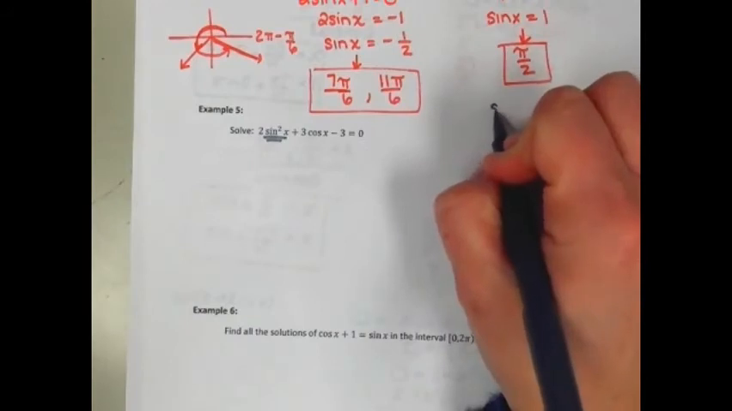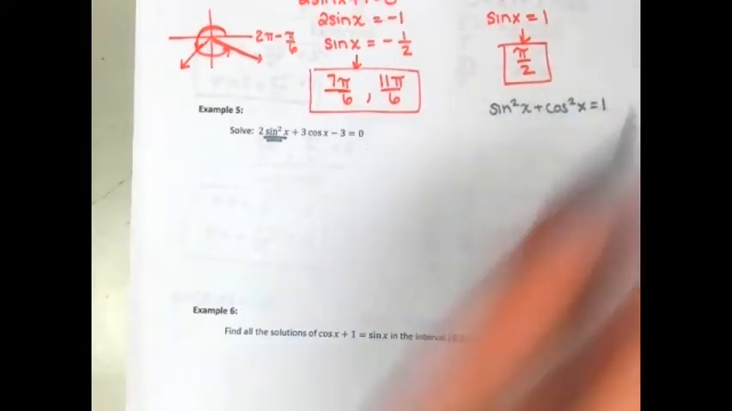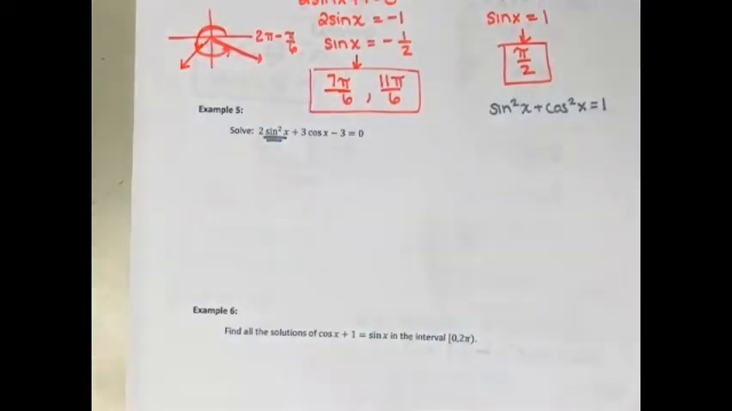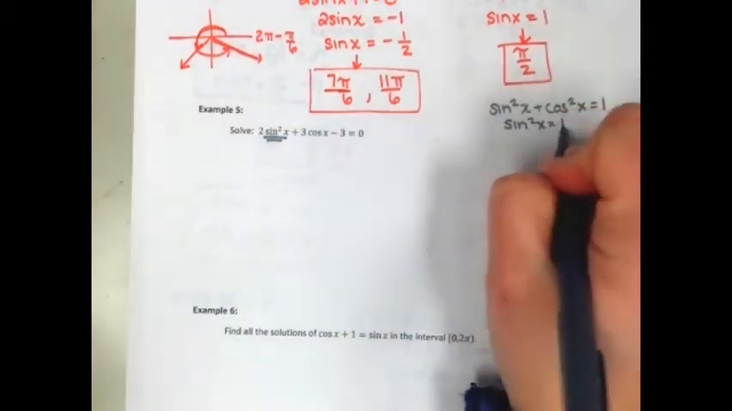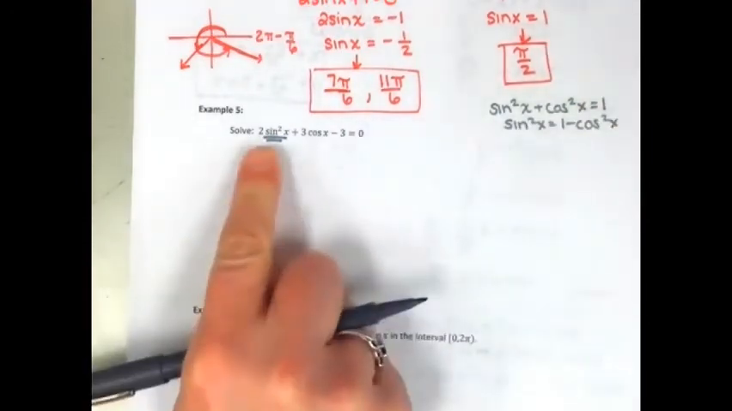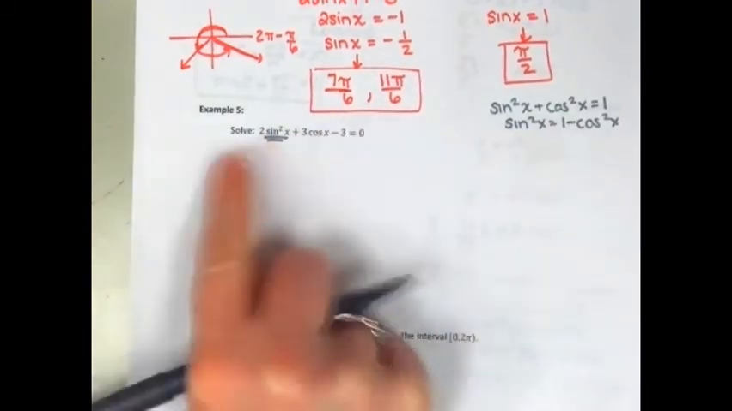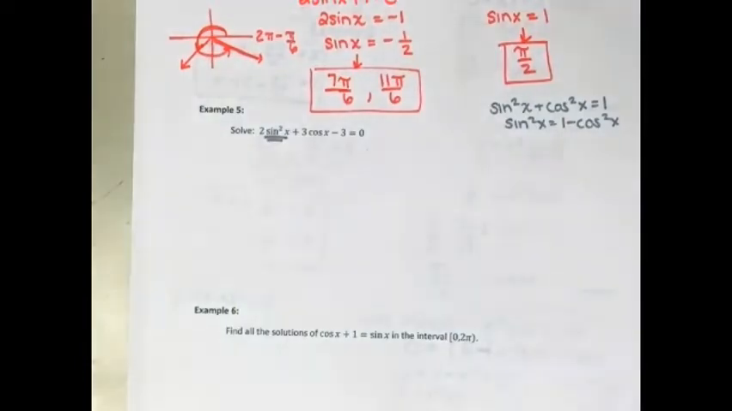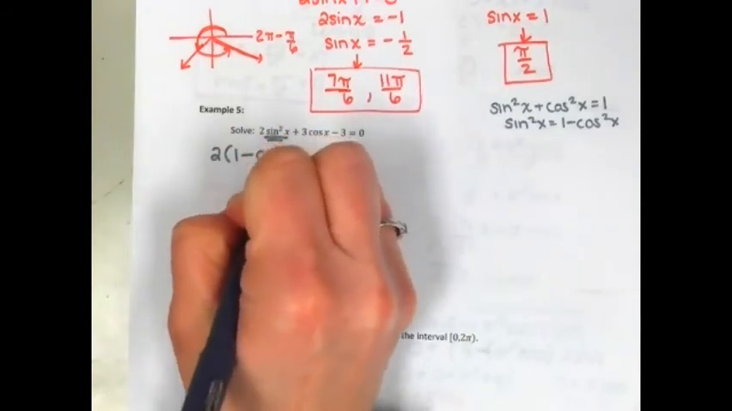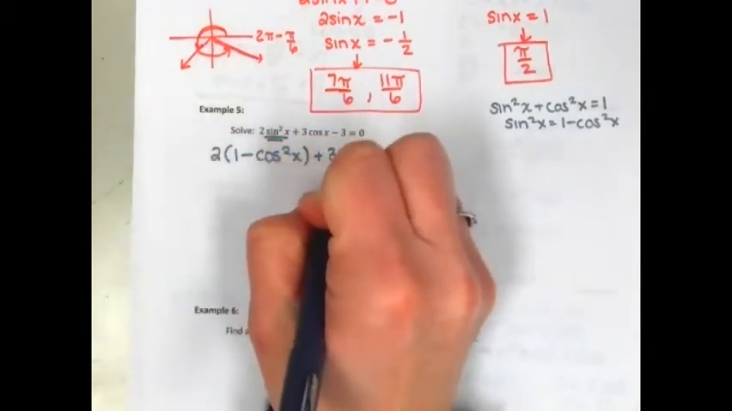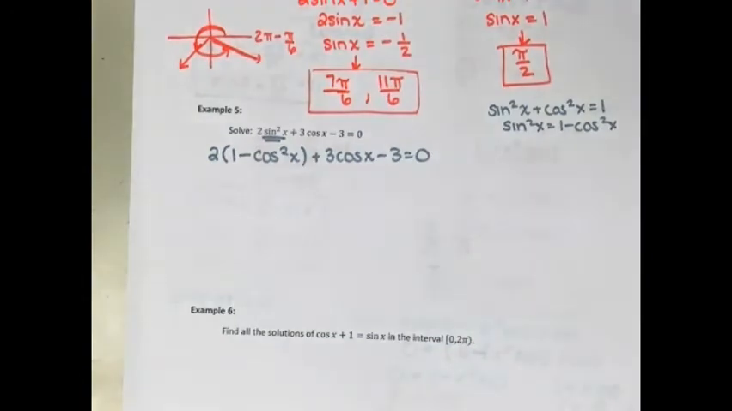Don't we know that sine squared plus cosine squared equals 1, right? So what would the sine squared equal? Sine squared would equal 1 minus cosine squared x. So could I replace sine squared with 1 minus cosine squared to at least have cosines in my equation? Yeah, so let's go ahead and do that. So we have 2 times 1 minus cosine squared x plus 3 times the cosine x minus 3 equals 0. So now we have the same units in my equation.